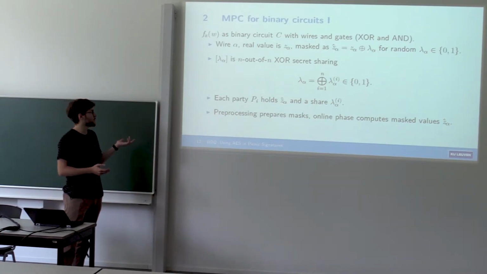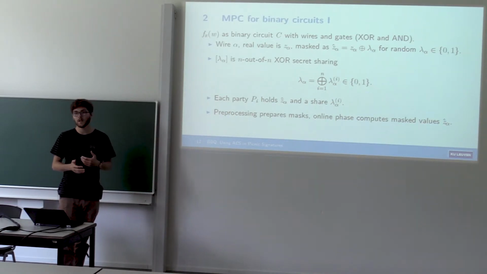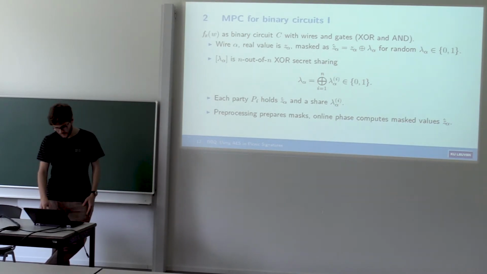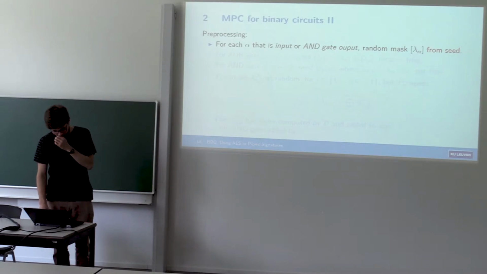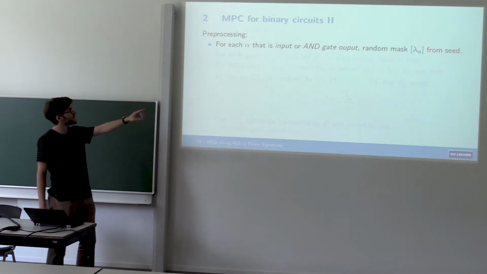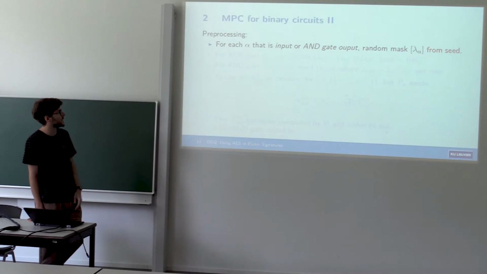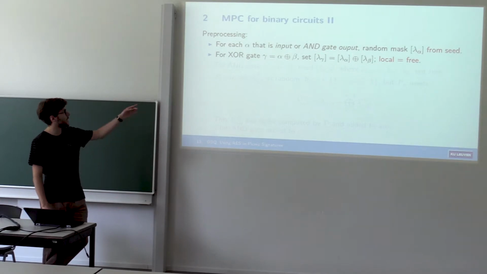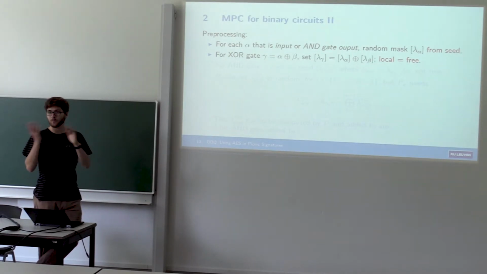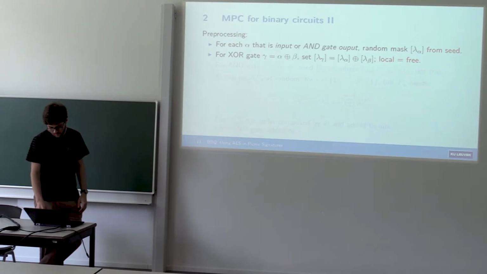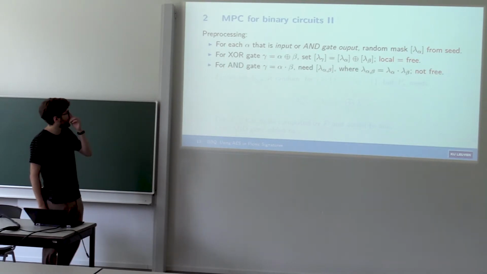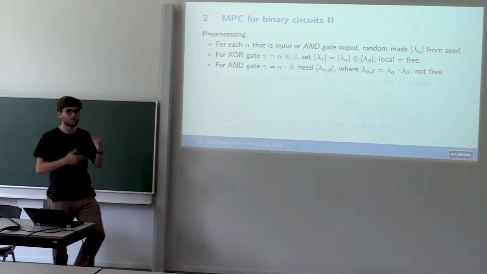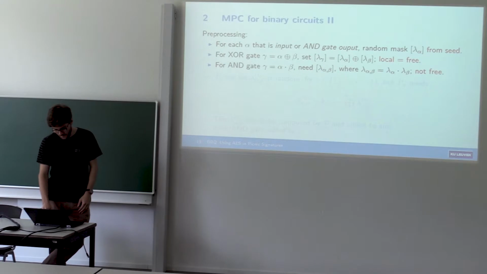So the idea is that the pre-processing is going to prepare the masks that you need, and in the online phase, we're going to move from value to value until we get to the end. In the pre-processing, we have a mask generated from seed for every input and AND gate output wire. For every XOR gate, the mask is easily computed as the XOR of the previous masks, so that's local and free. For the AND gate, because it's nonlinear, it's a bit more complicated. We need this special value, which is the product of the two input masks. This is not free.